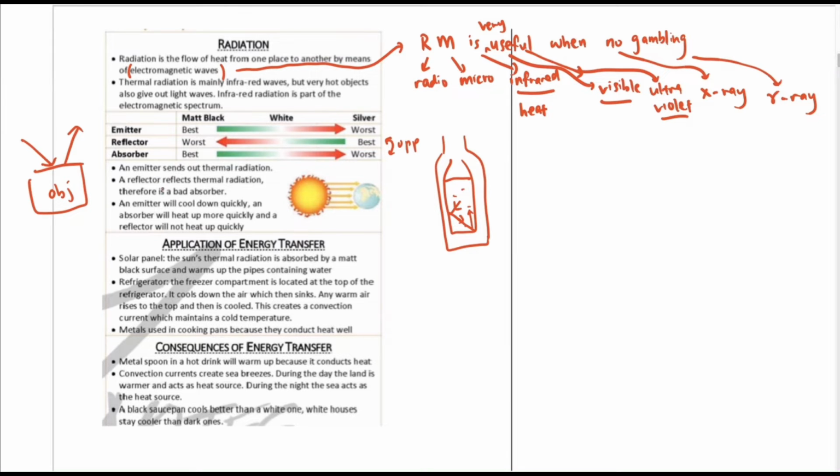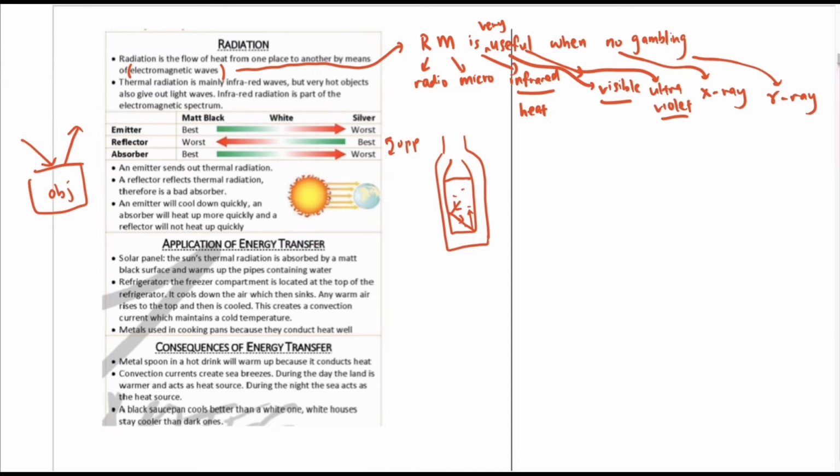Okay, so it's opposite. An emitter will cool down quickly because an emitter will release heat to the surrounding and become cold. An absorber will heat up more quickly. And a reflector will not heat up quickly. A reflector will make the heat bend and go away, so it doesn't heat up. Okay, so a lot of applications. We will see that later. Let us finish up first.